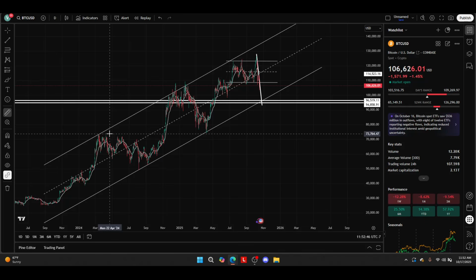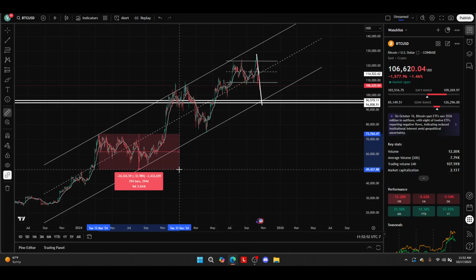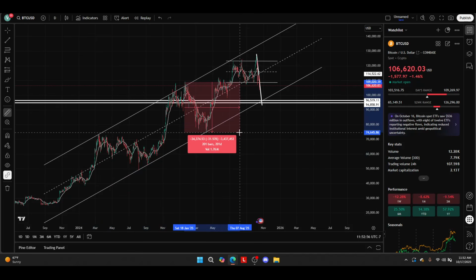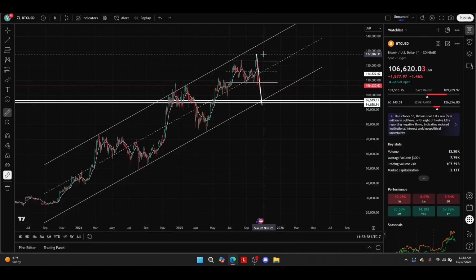But in the grand scheme of things, we haven't done anything out of the ordinary in this whole bull market. You can see that this correction right here was about a 33% drop. Then we had the next big correction. This was about a 31% drop. Let's take a look at from here. From all-time high to current price, a 15% drop. A 15% drop, and people are going crazy.